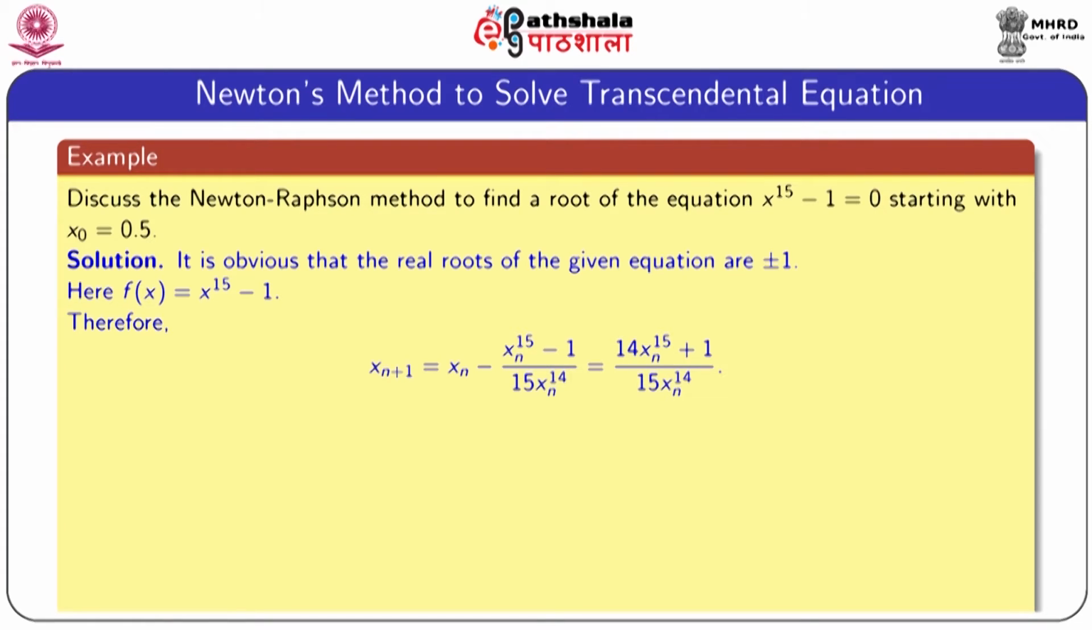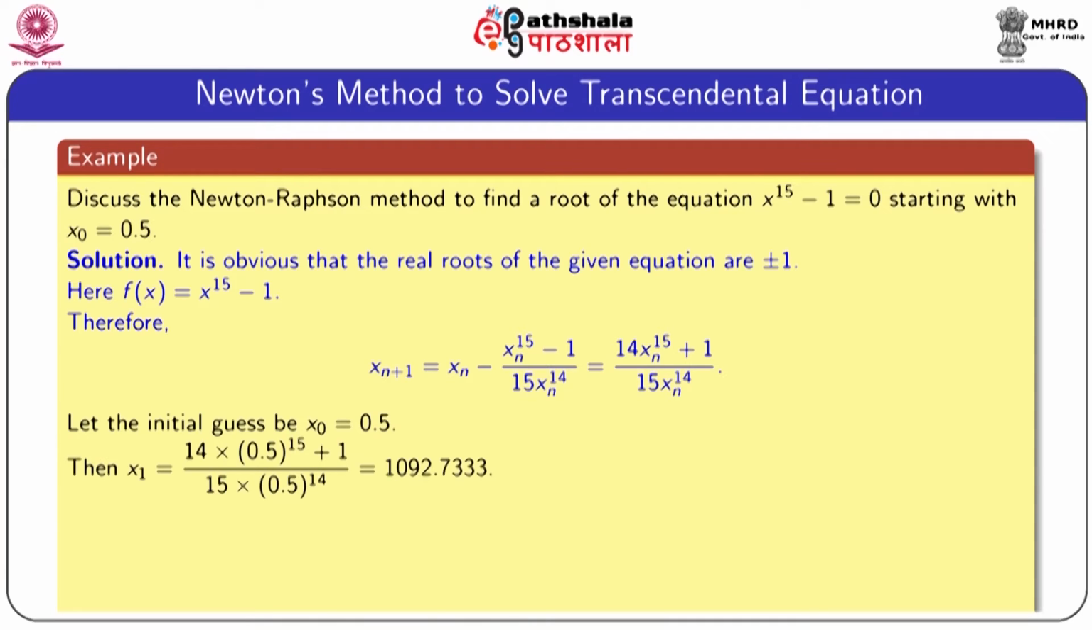So, we consider f(x) = x^15 - 1, and the Newton-Raphson iteration scheme is x_{n+1} = x_n - (x_n^15 - 1)/(15 x_n^14), and after simplification it becomes (14 x_n^15 + 1)/(15 x_n^14). Let the initial guess be 0.5.